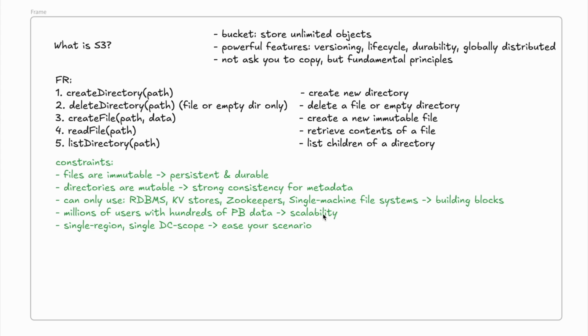4th, scale. Millions of users, hundreds of petabytes. This system must operate at massive scale. We're talking billions of files, millions of directories, hundreds of petabytes of raw storage. So it's not enough to build a toy system that works on your laptop. We need to design for horizontal scalability, splitting both metadata and file data across multiple machines and data centers to avoid bottlenecks. We'll need sharding strategies, metadata caching, and probably background compaction or cleanup systems just to keep things responsive.